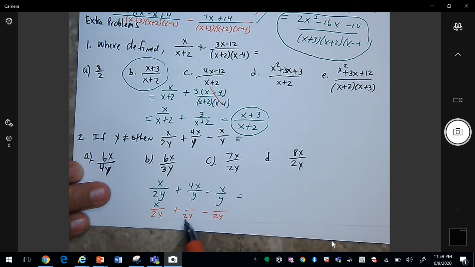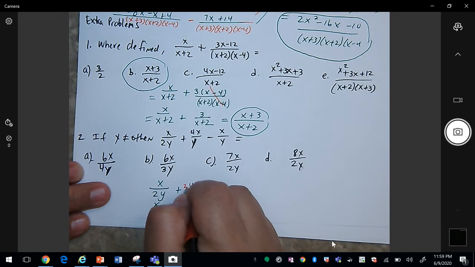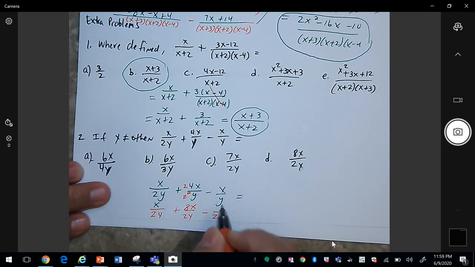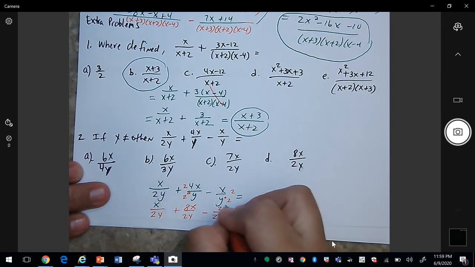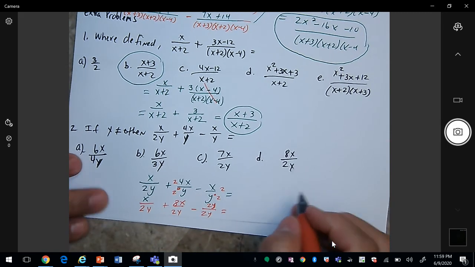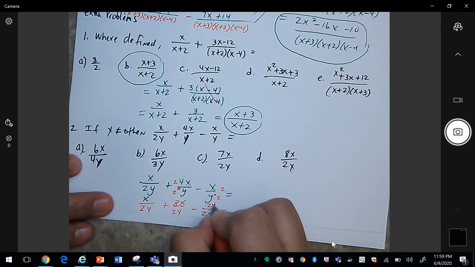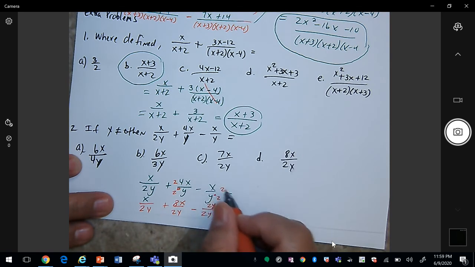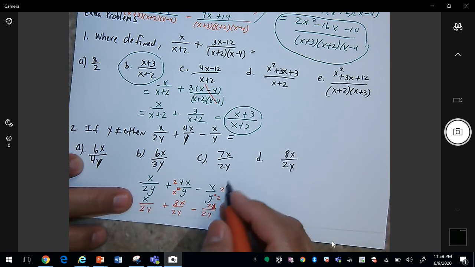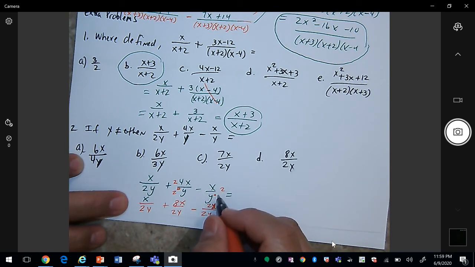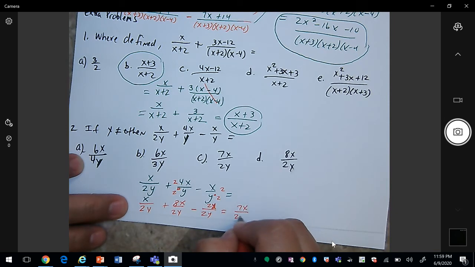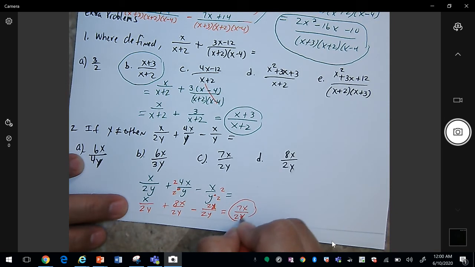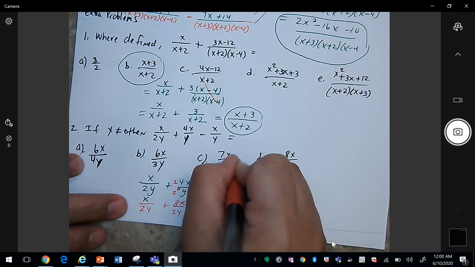But for this y, we're missing a 2. So I'm going to multiply this by 2 and this by 2. So I get 8x. And then this one is missing a 2 as well. So I get 2y. So now we can combine like terms. So I get 2x on this one. So we have x plus 8x is 9x minus 2x is 7x divided by 2y. Letter C.